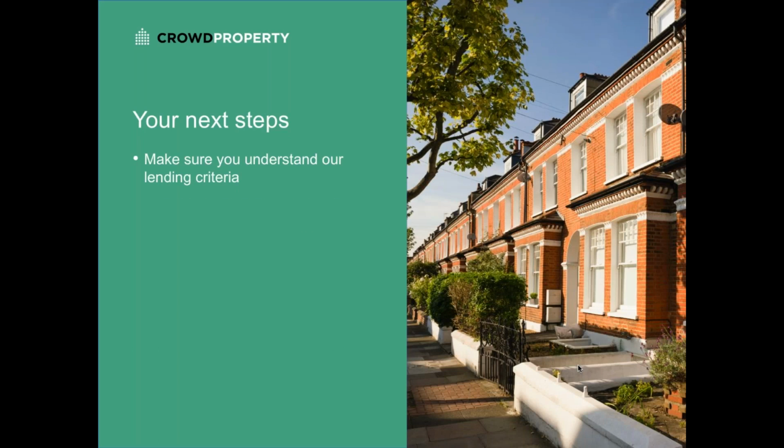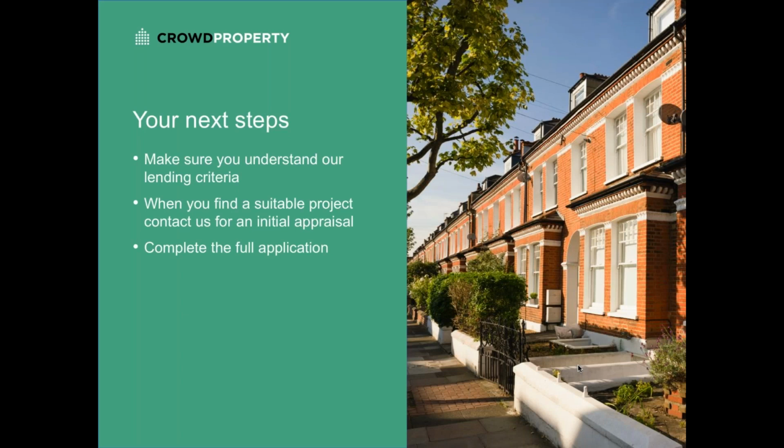So what are your next steps? I'm going to take questions in a moment. Basically, make sure you understand our lending criteria. When you find a suitable project, contact us for an initial appraisal. So all you have to do is go to the website, which is CrowdProperty.com. Register as a borrower. You can then log in, and there's a little application form you can fill in when you have a property you want us to take a look at.